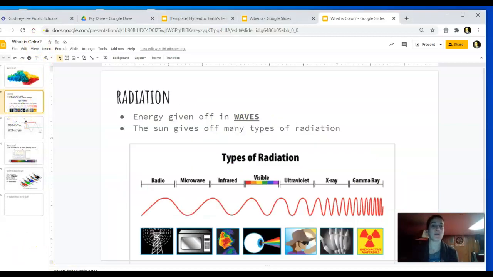So here I had you look at something called radiation, and the sun gives off lots of different types of radiation, and that's energy given off in waves. So radio waves, microwaves, infrared, visible. And this is the visible light spectrum right here. This is what we can see with our eyes, and we see them as the rainbow colors. Ultraviolet, X-rays, gamma rays. All different types of radiation.